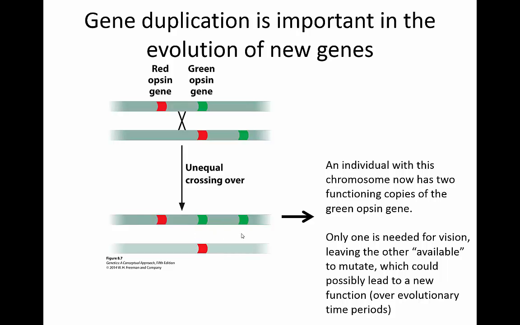However, if you've duplicated your gene, what you have now is extra genetic material. So one of those genes may carry on doing that green opsin gene function, while the other one is now available to be changed and possibly, over a long time period, to develop a new function. We will talk about gene duplication more when we talk about evolutionary genetics.